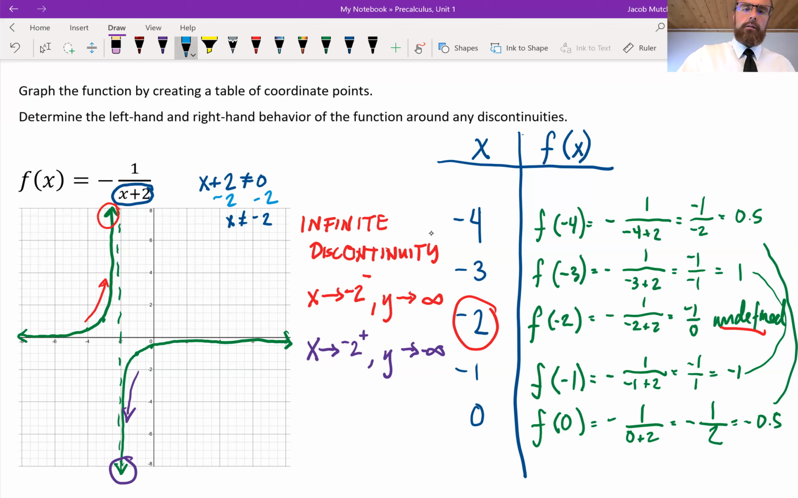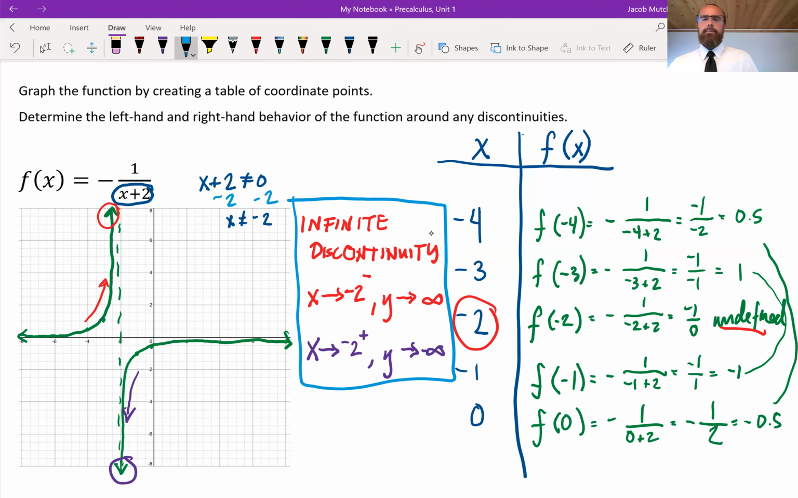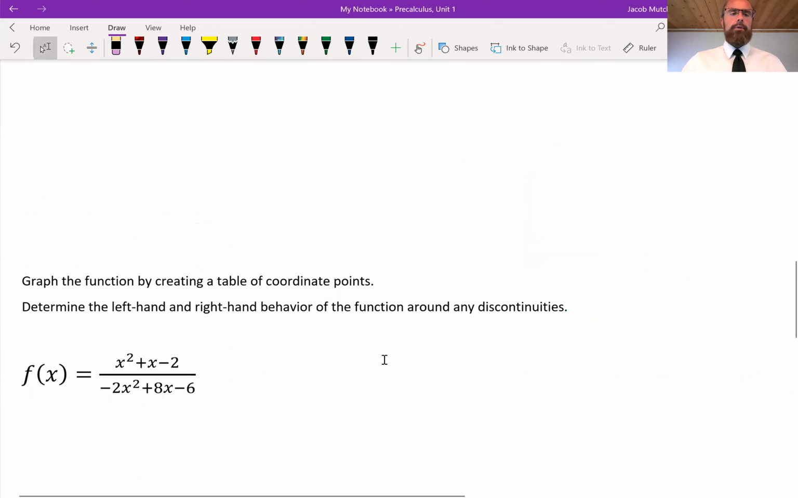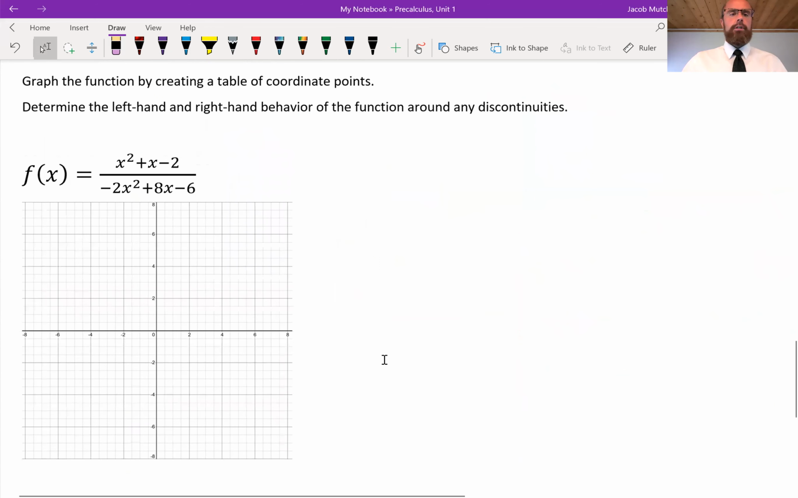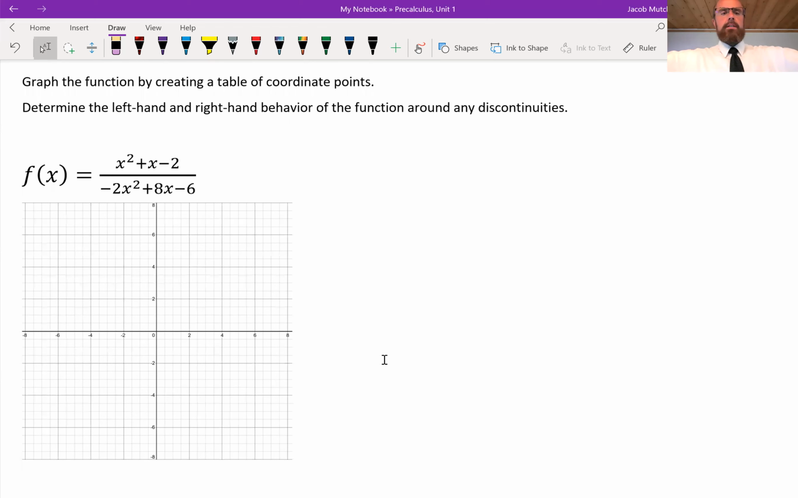And that really concludes our response to that second example. So we've seen one example that had a jump discontinuity. We've seen one that had an infinite discontinuity. Let's take a look at our last example. So here we've got another rational function that has more parts: x squared plus x minus 2 over -2x squared plus 8x minus 6.